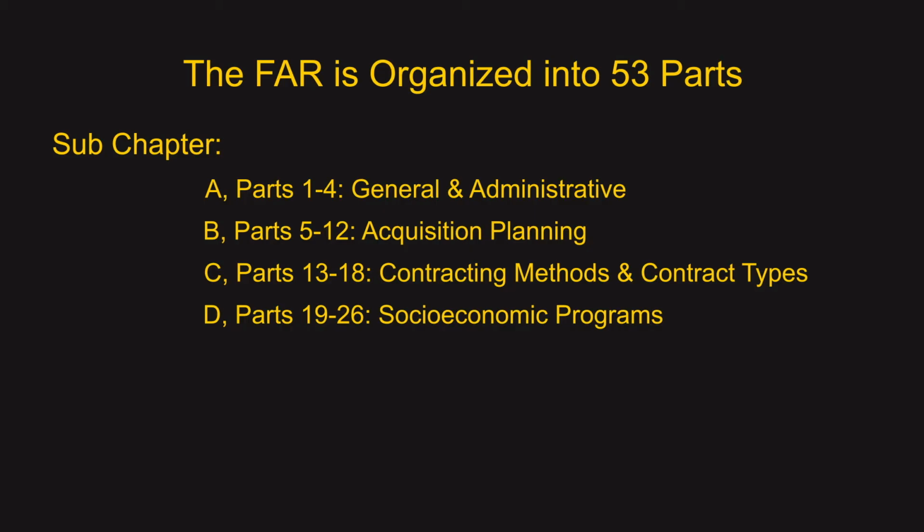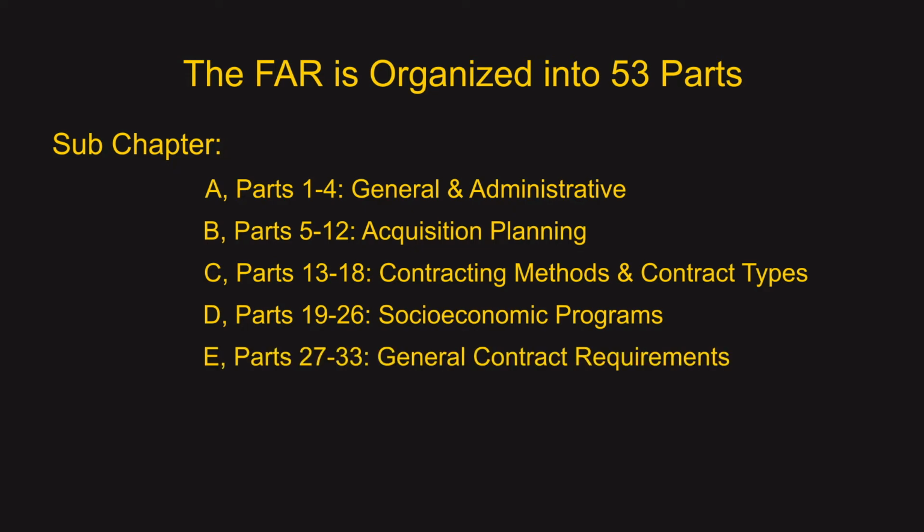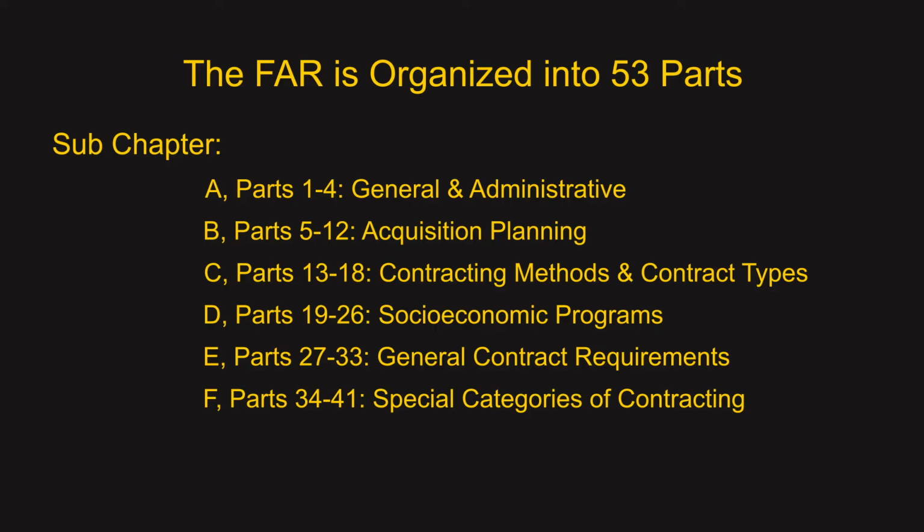Subchapter D covers socioeconomic programs, things like the government's preference for using small businesses. Subchapter E covers general contract requirements, which includes patents, data, copyrights, cost accounting standards, and things of that nature. Subchapter F covers special categories of contracting, which involves things like acquisition of information technology, and my favorite topic, the acquisition of research and development.